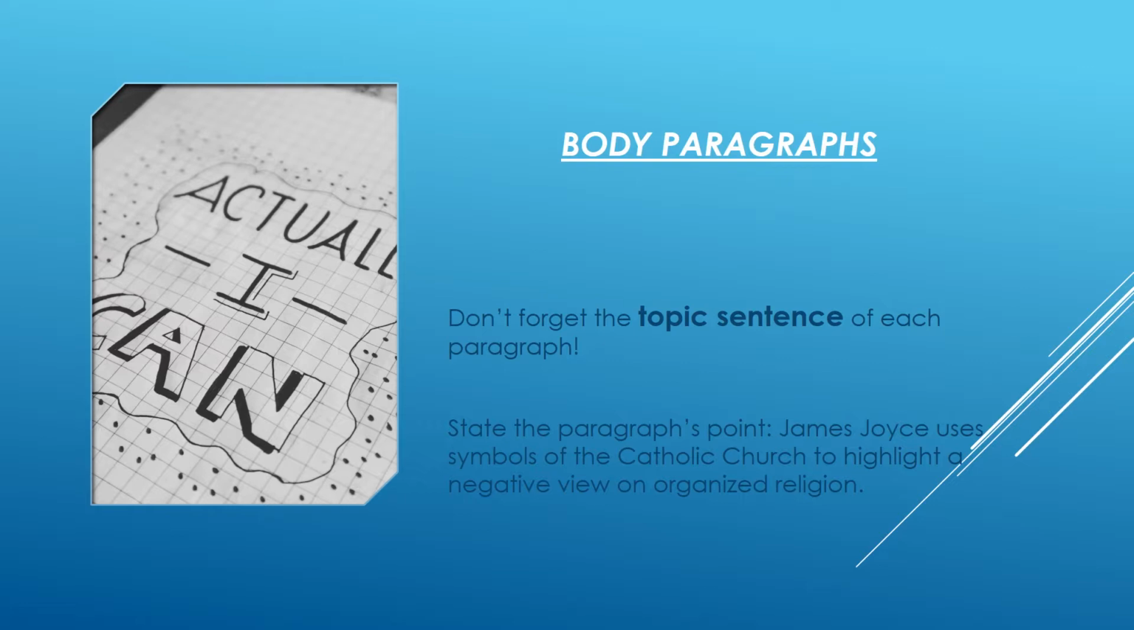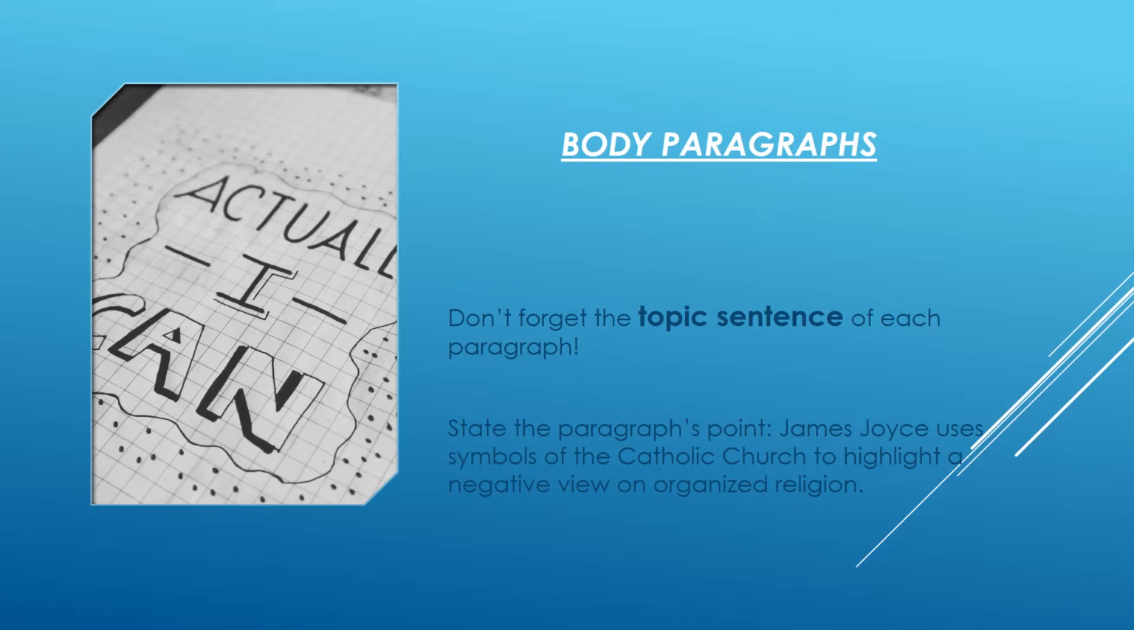So if we use the thesis statement from the previous slide, I know that the paper is going to talk about symbols and character in James Joyce's story, all right? Well, one paragraph has to be about symbols and one paragraph has to be about character.